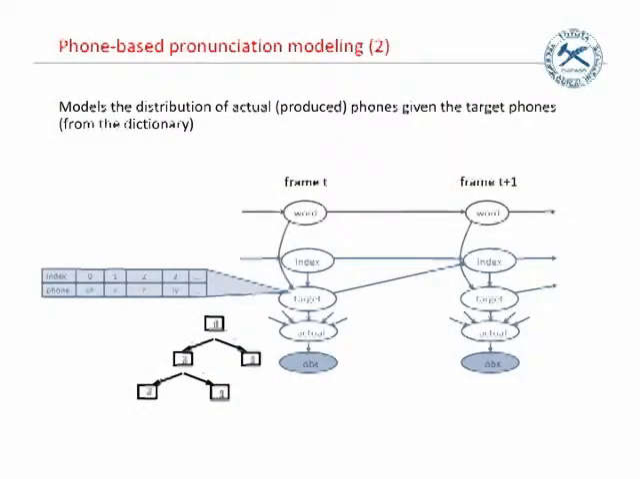Phone-based pronunciation models fit into the dynamic Bayesian networks that I showed before, basically by adding another variable. So whereas before we just had the word, the state index, the phone, and the observation, now we have the target phone, which is what was expected based on the dictionary, and then the actual phone, which depends on the target, as well as possibly many other context variables that I'm not showing here, but that affect the distribution of the actually produced phone.